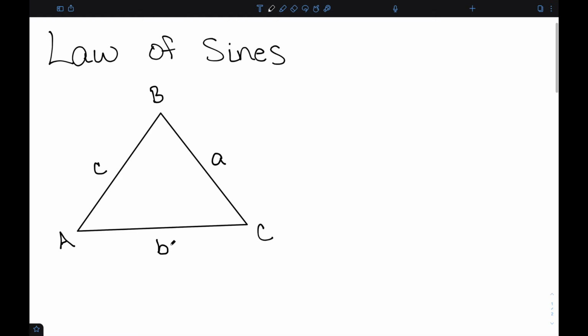And the law of sines is a way to relate the angles and the sides. The law of sines says the length of side a divided by sine of angle A is equal to the length of side b divided by sine of angle B, which is equal to the length of side c divided by sine of angle C. So it's a way to relate the lengths of the sides and the sine of the angle. Let's look at some examples of how this is used.